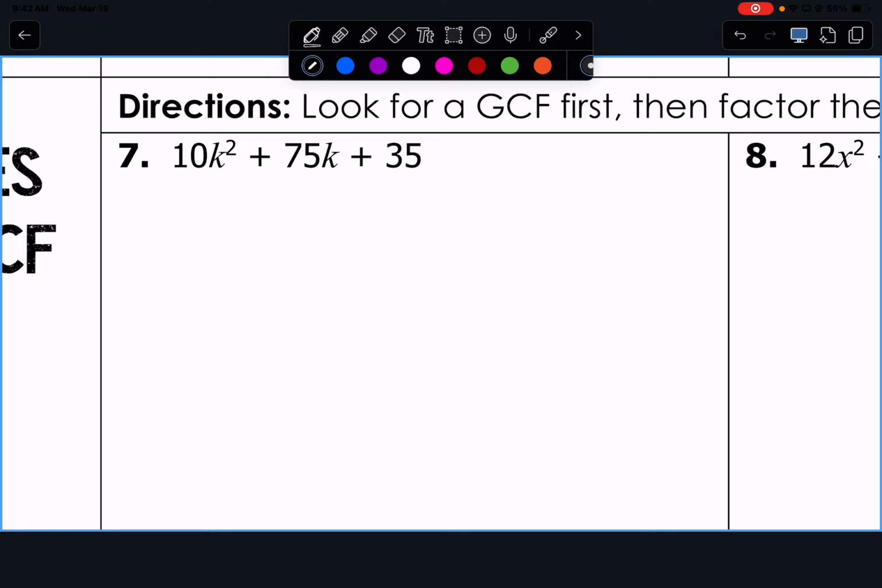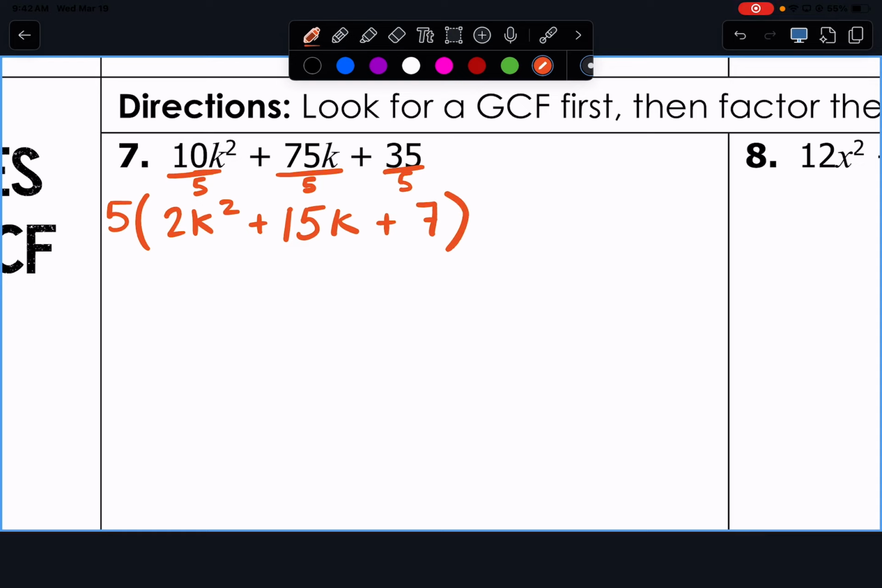Is there a GCF that goes into 10, 75, or 35? 5. So I'm going to take that GCF out. What is 10k squared divided by 5? 2k squared. What is 75k divided by 5? 15k. Okay, what is 35 divided by 5? 7. So one of the pros for taking out a GCF first is, if you have a GCF, it'll give you smaller numbers to work with.